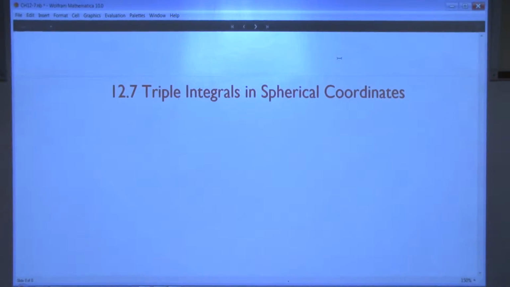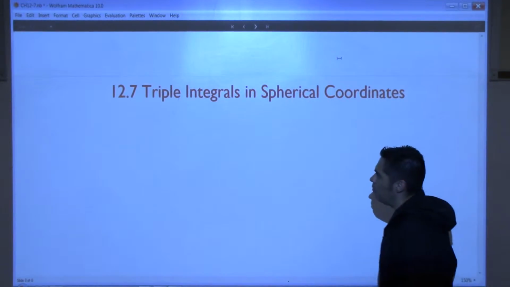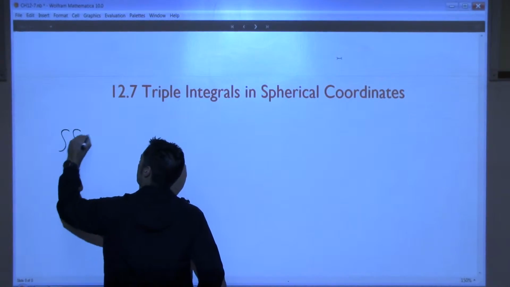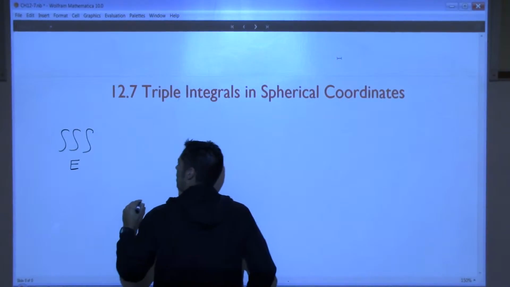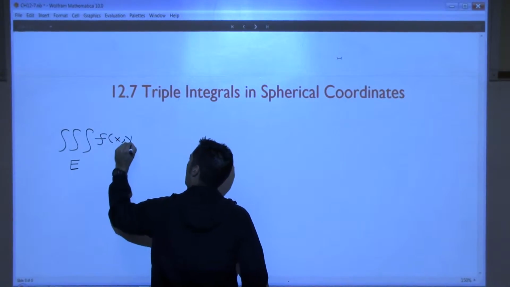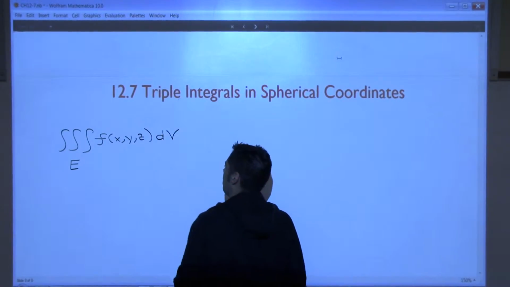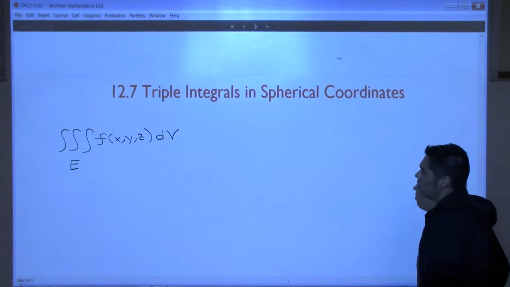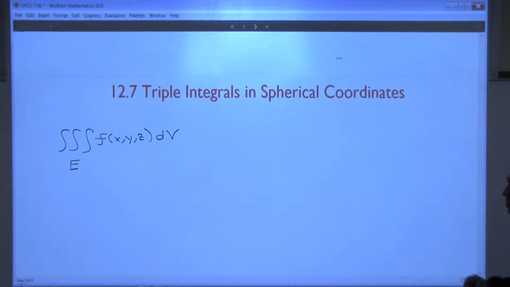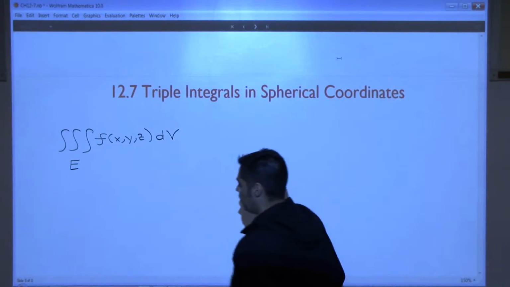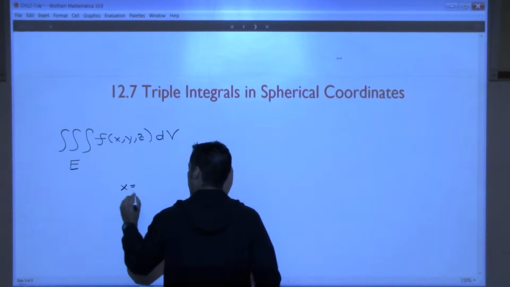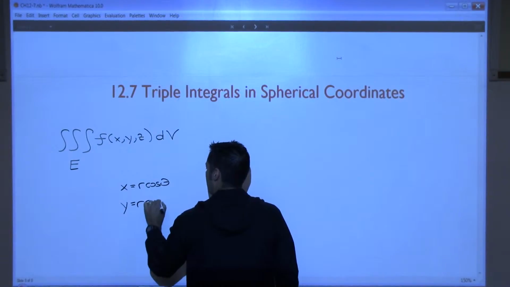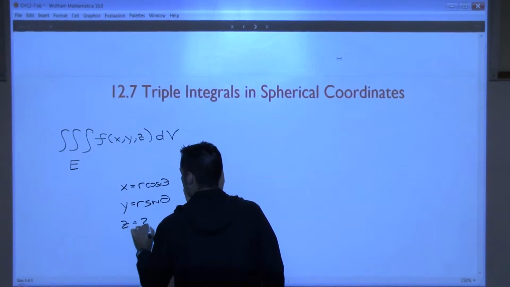Okay, so spherical coordinates. We already know that when we're looking at triple integrals, we are usually trying to do a triple integral over some region, let's say E, of some function of x, y, and z with respect to volume. And we've seen there is one way we can do these without using Cartesian coordinates, and that's to convert this to what we call cylindrical coordinates. In that, we substitute x as r cosine theta, we let y be r sine theta, and we let z just remain z.